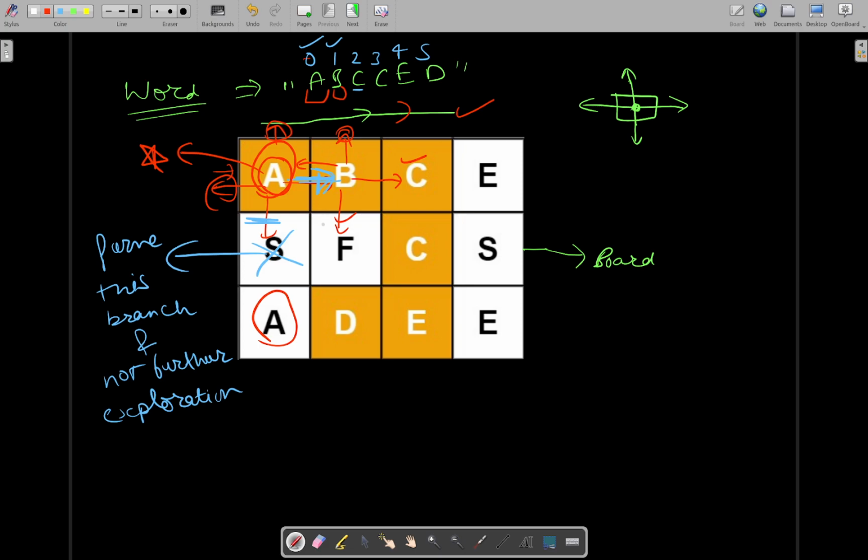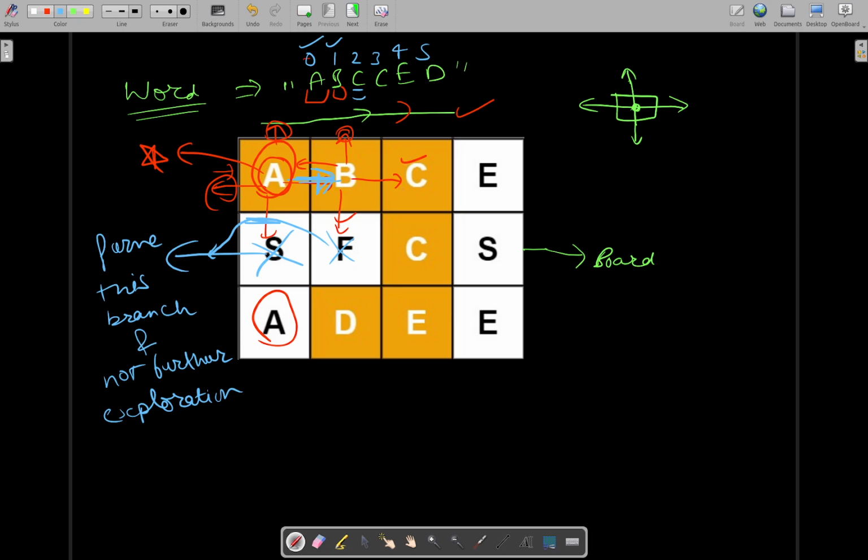Now again pruning comes into picture. This particular branch is not contributing since the very next character is C and this one is F, so we will prune this. Okay, so the same thing is being done here, and so we will be proceeding with C.